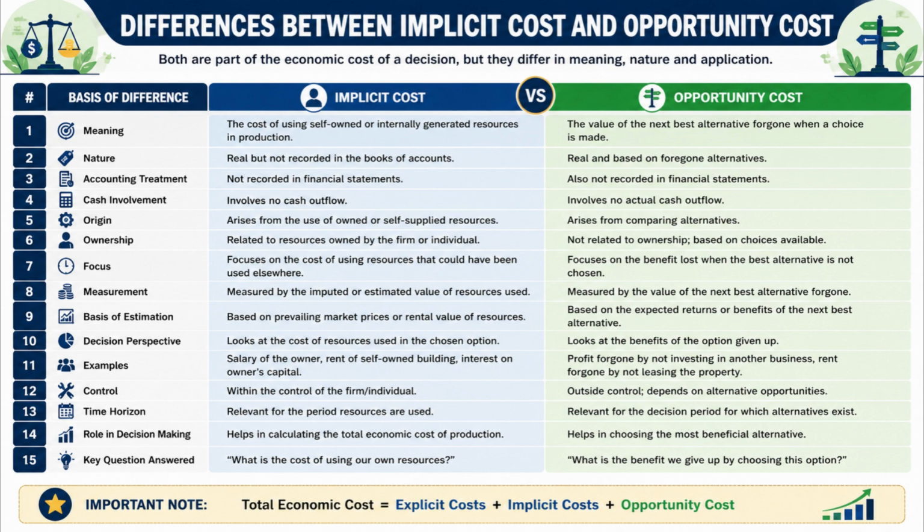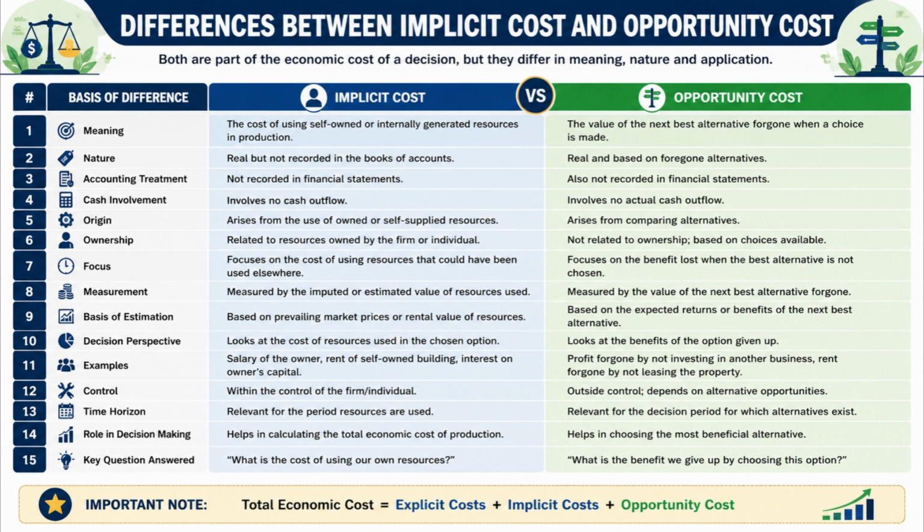Number 8. Implicit cost is measured by estimating the market value of resources used, whereas opportunity cost is measured by the value of the best alternative foregone. Number 9. Implicit cost is generally estimated using market rent, wages, or interest that could have been earned elsewhere, whereas opportunity cost is estimated using the expected returns of alternative choices.